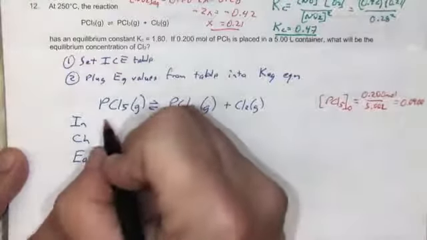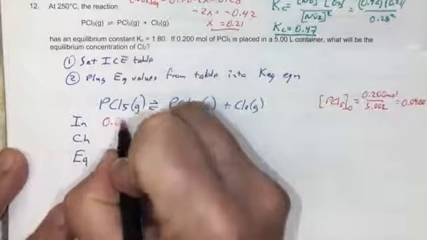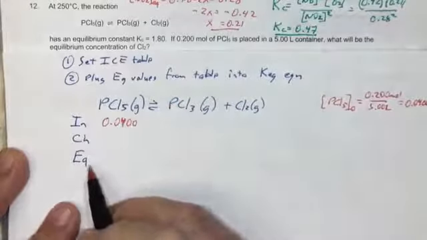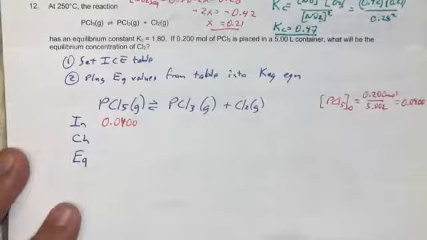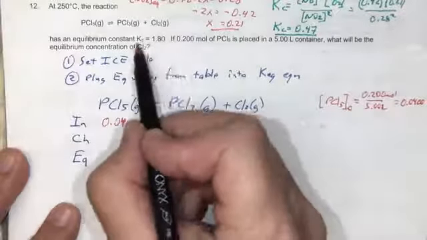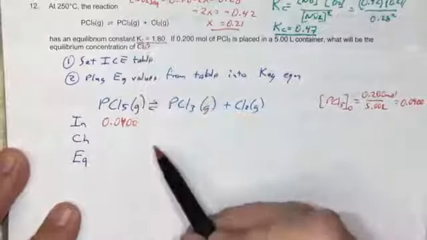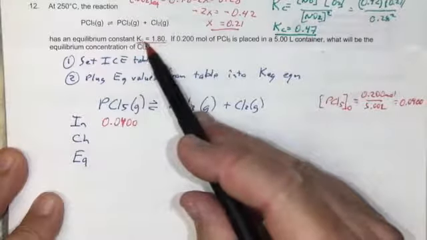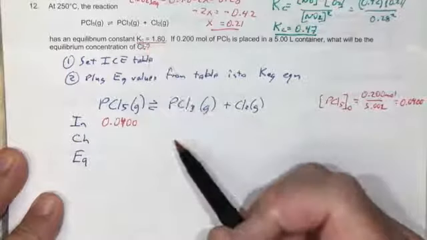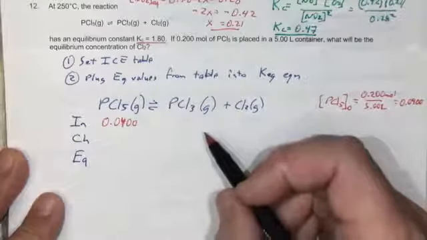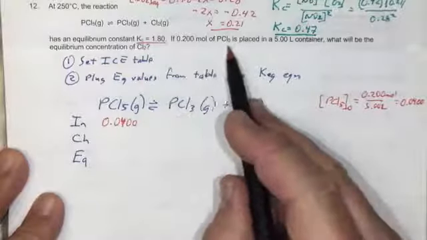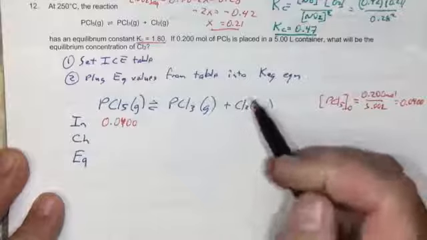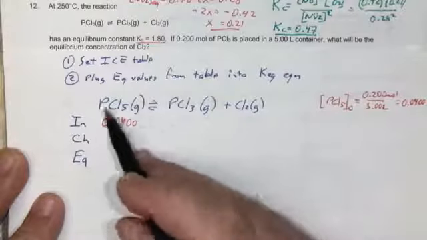So I plug that in here. The initial concentration is 0.0400. Now be sure that in the ICE table, if we're given Kc, and we were given Kc, which is 1.8, you have to plug in concentration. The subscript C stands for concentration. You have to put in concentration and not number of moles. If you put in number of moles, you'll get it incorrect. So if 0.2 moles of PCl5 is placed in a 5-liter container, then what will be the equilibrium concentration of chlorine?